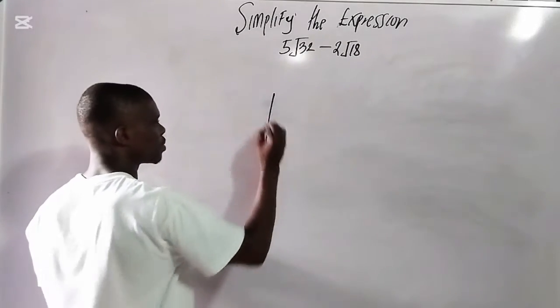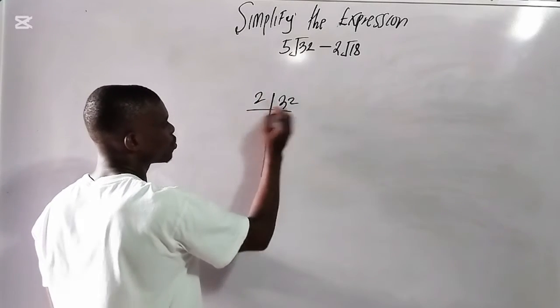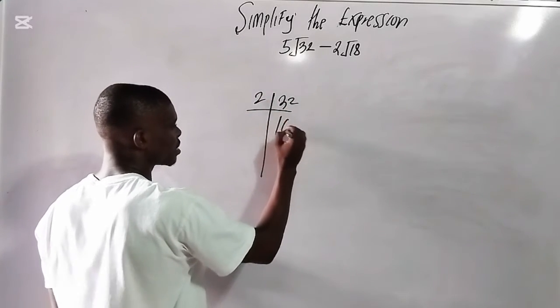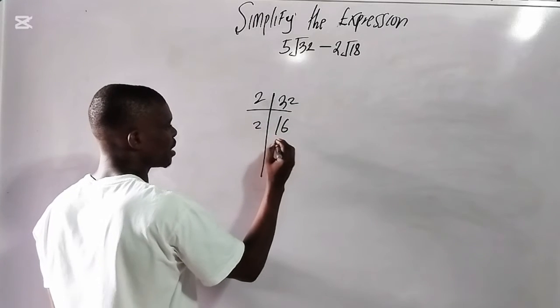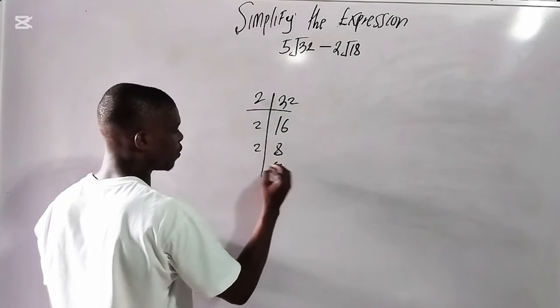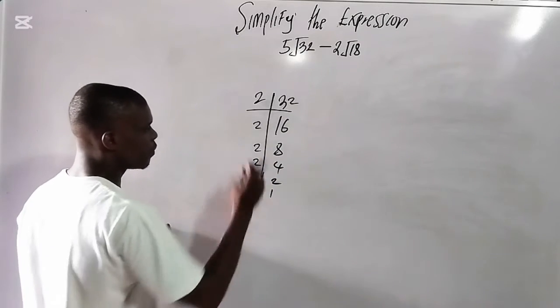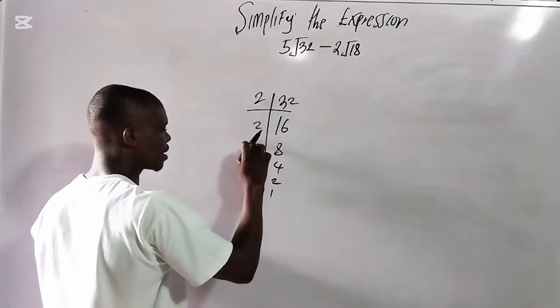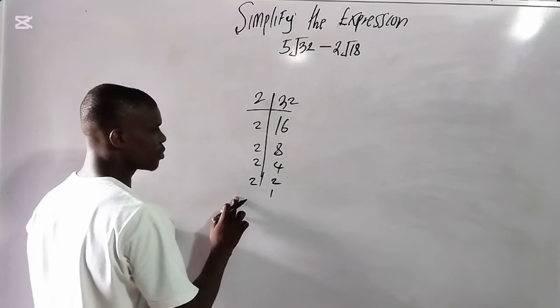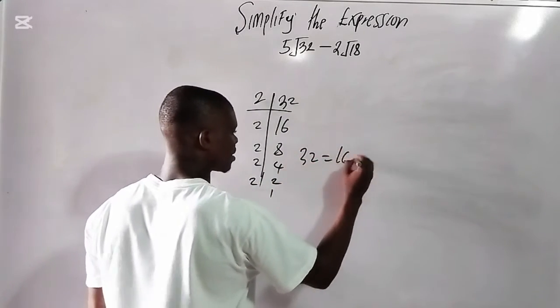So if we have 32: 2 going into 32 gives 16, 2 going into 16 gives 8, 2 going into 8 gives 4, 2 going into 4 gives 2. So we have 2 times 2 is 4, 4 times 2 is 8, 8 times 2 is 16, 16 times 2 is 32. So 32 is going to be 16 times 2.